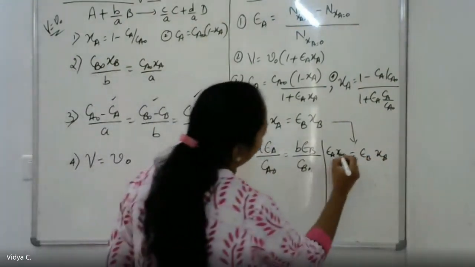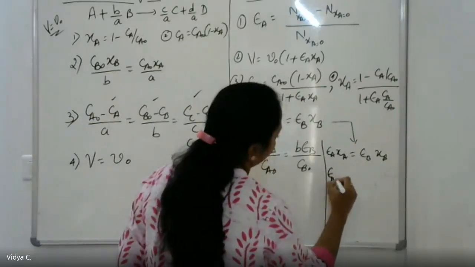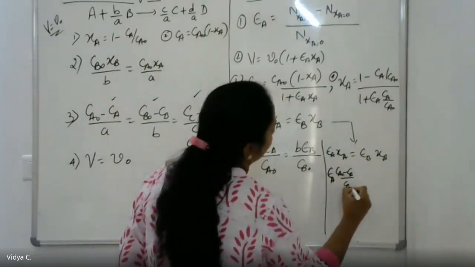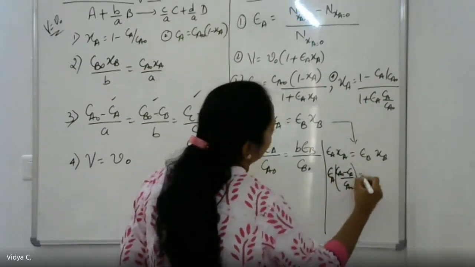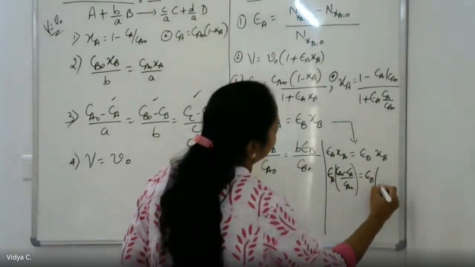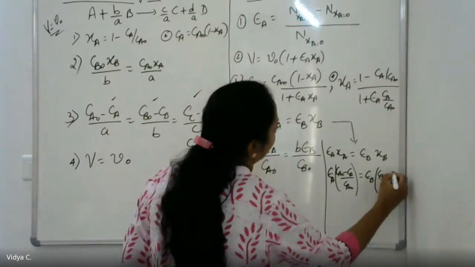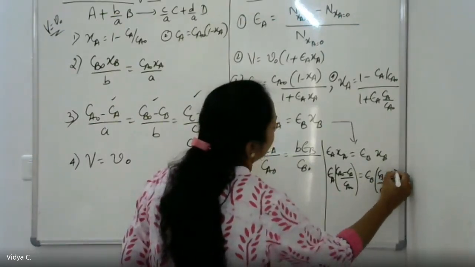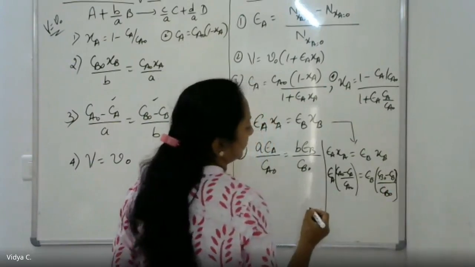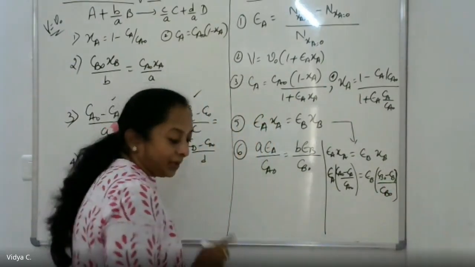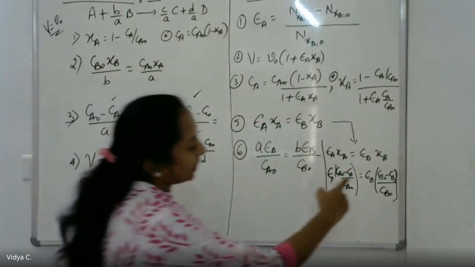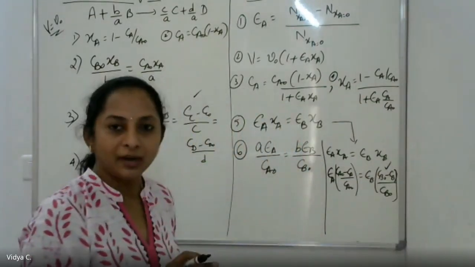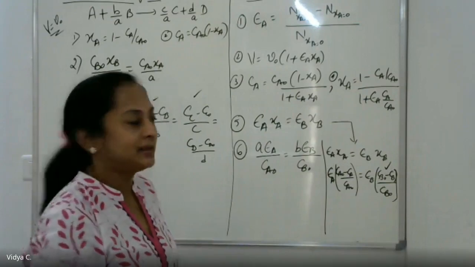And this epsilon A XA can be written as CA naught minus CA by CA naught. Similarly, epsilon B into CB naught minus CB by CB naught. Okay. But what is actually CB? See, now I should find what is this value. They are all interrelated. You have already developed the equations. I'm just summarizing them. That's it.